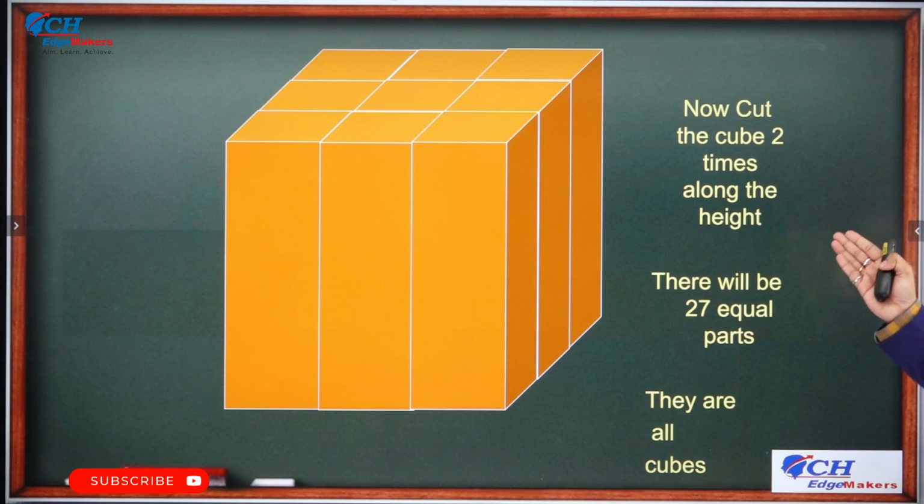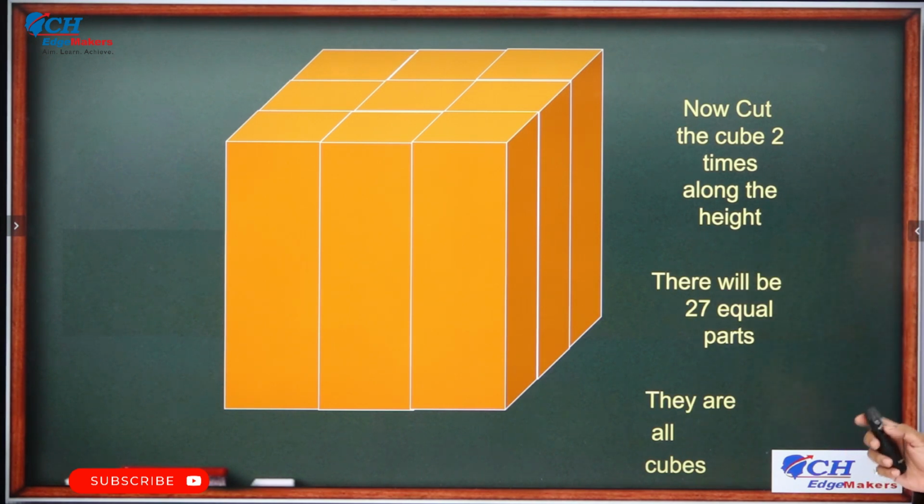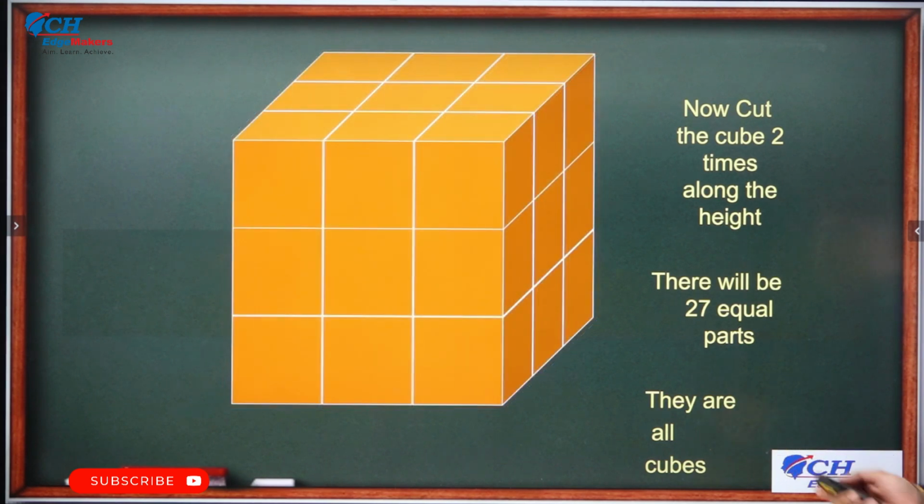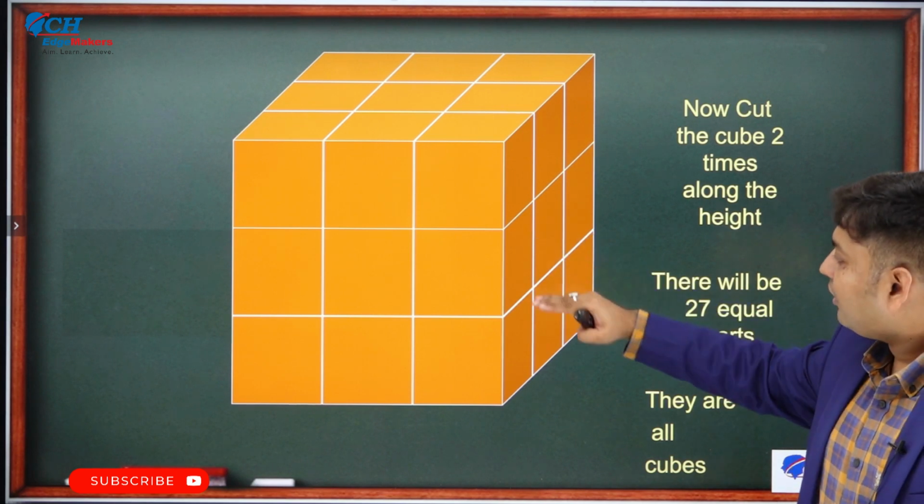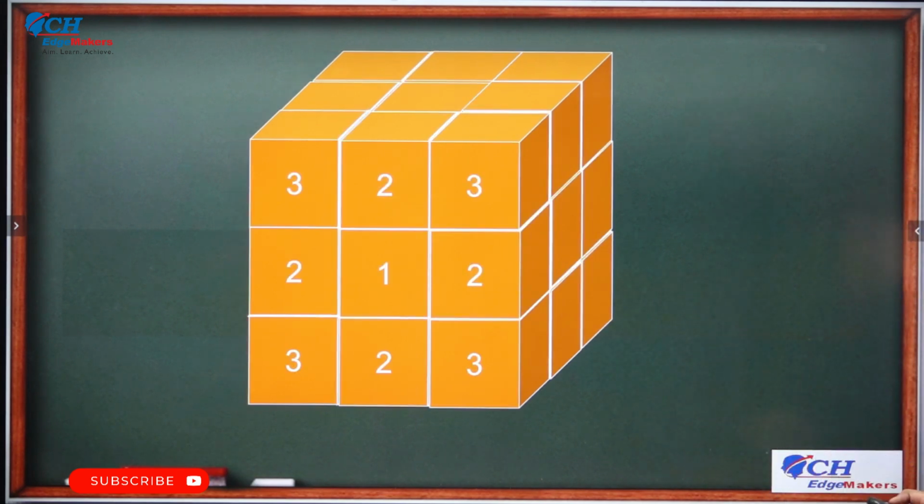Now cut the cubes 2 times along the height, and there will be 27 equal parts. And these are not cuboids but the cubes which were initially asked in our question. As you can see, we have introduced 2 cuts here as well.